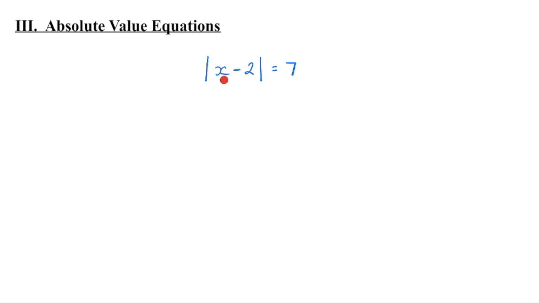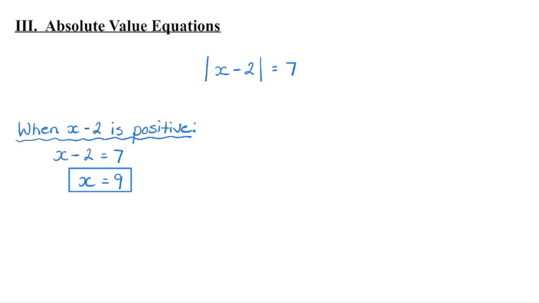Well, if we put a 9 here, 9 minus 2 is 7. Is there any other value for x that we could put here that when we take the absolute value of that, we would also get 7? And you might notice we could also have negative 5 minus 2 is negative 7. The absolute value of that would give us that positive 7. So in absolute value, we have two cases we have to consider.